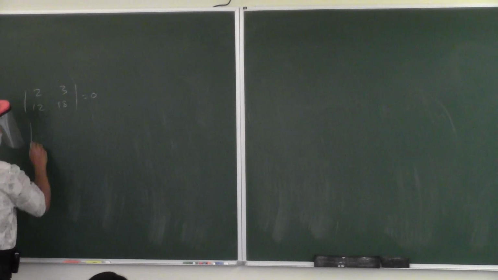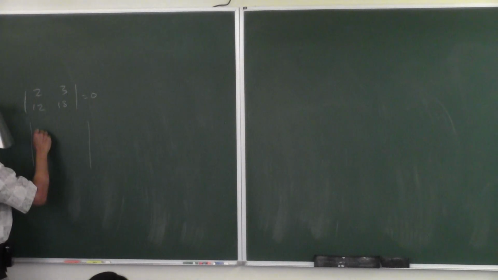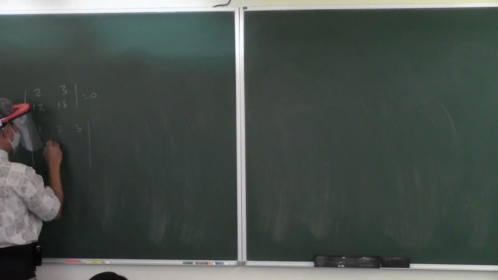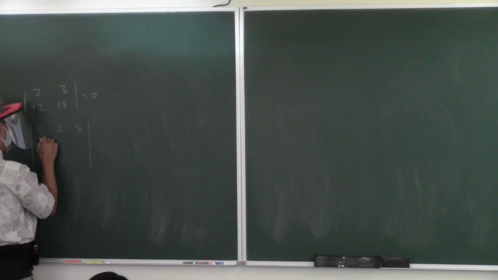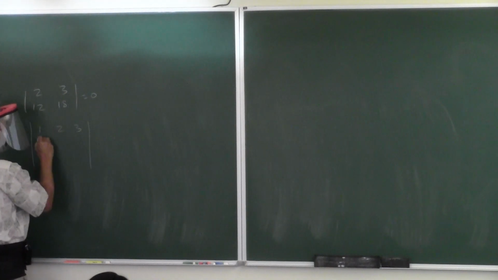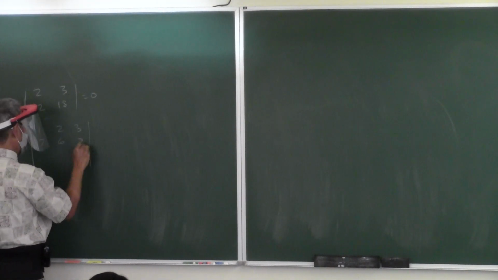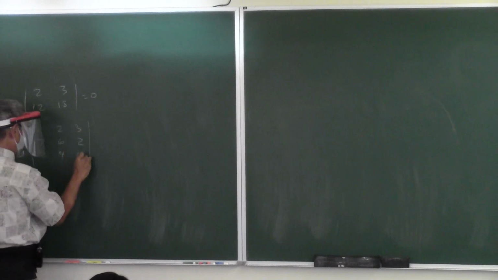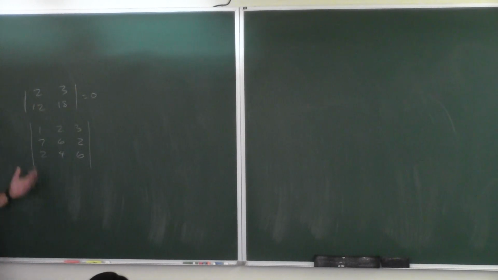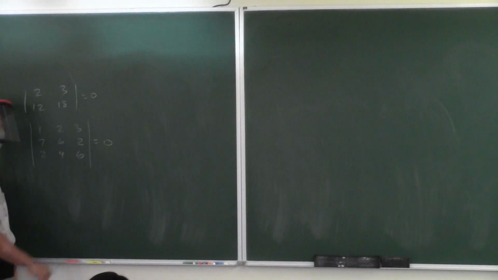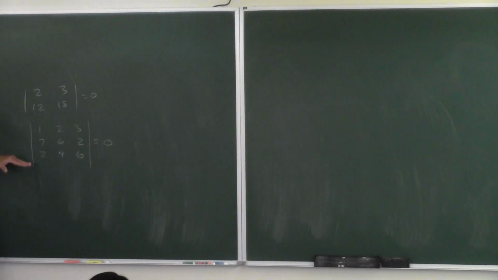So for example, what if you look at a 3 by 3? How about this? 1, 2, 3, 7, 6, 2, 2, 4, 6. Without doing any work, that is 0. How come? Because this row is a multiple of that row. And if you want to compute it, go ahead, it's going to come out 0.